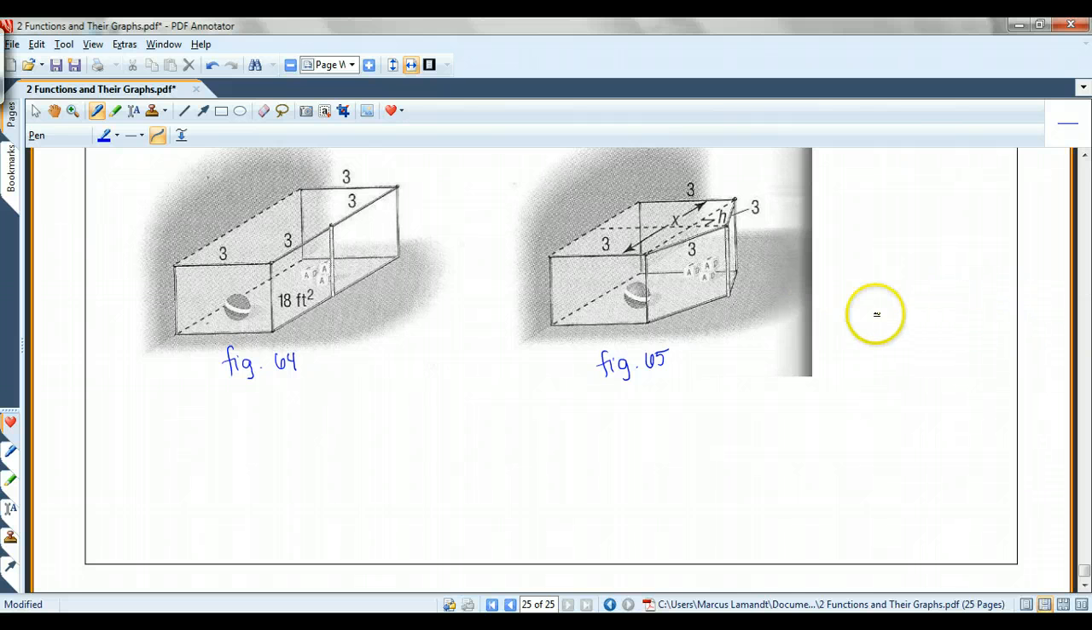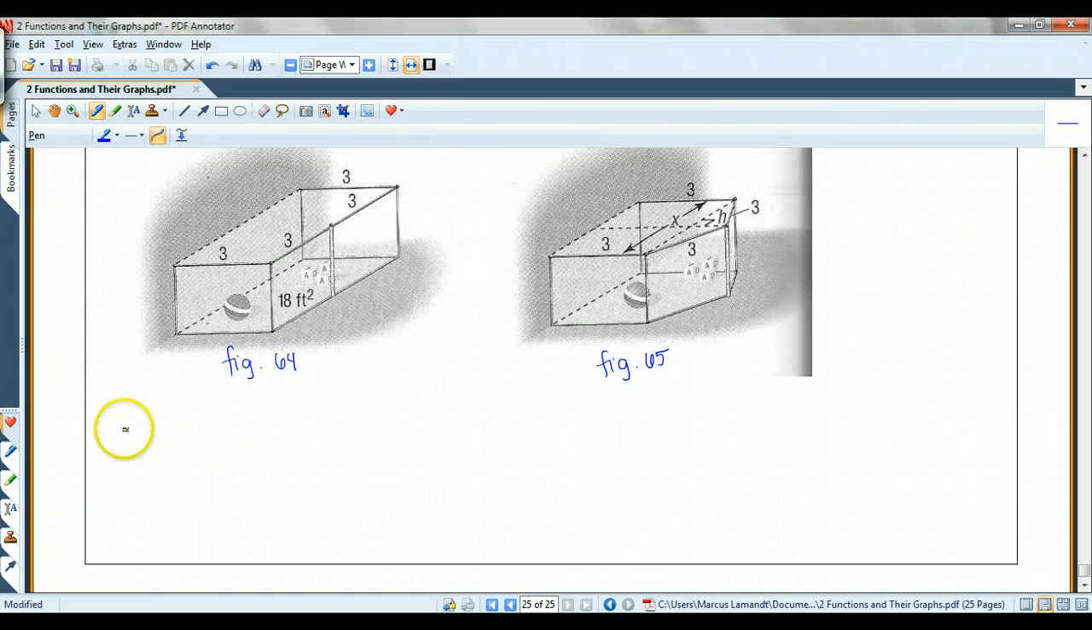Let's take a look at figure 65. The area A that we seek consists of a rectangle and an isosceles triangle, and the rectangle obviously has a width of 3 and a length of x. Okay, so the area would be 3 times x. It also consists of an isosceles triangle with base x and 2 equal sides of length 3. Okay, the height h of the triangle may be found using the Pythagorean theorem.